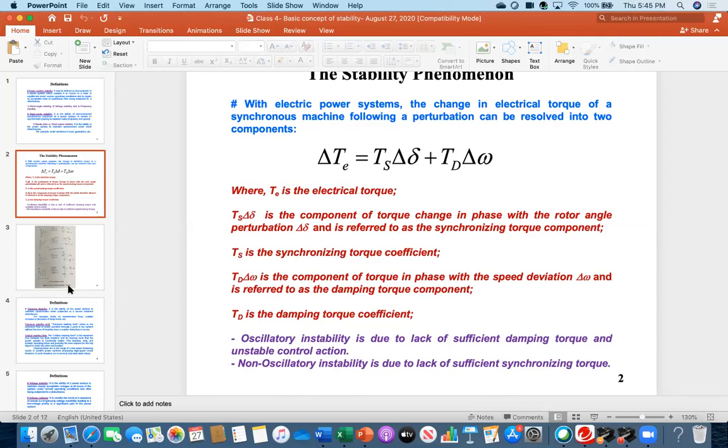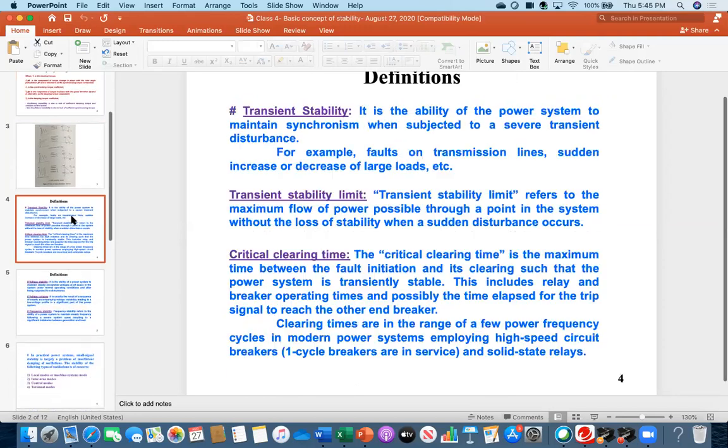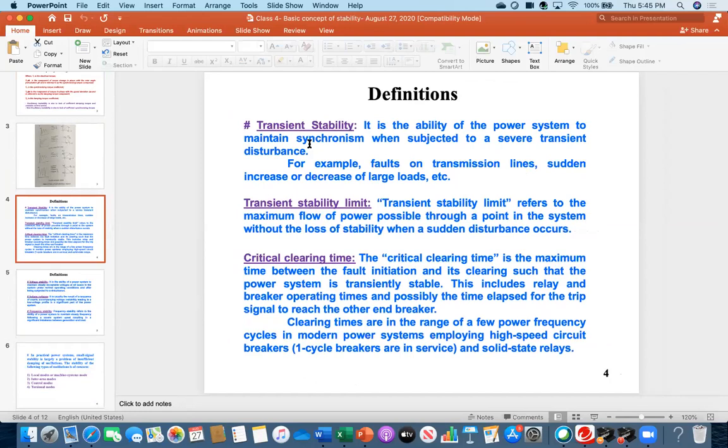Okay, so moving forward, there are some other pretty standard definitions. For example, everybody see, what is the meaning of transient stability? Transient stability is the ability of the power system to maintain synchronism when subjected to a severe transient disturbance. Then what is a severe transient disturbance? Faults on transmission lines, sudden increase or decrease of large loads. So that is transient stability.